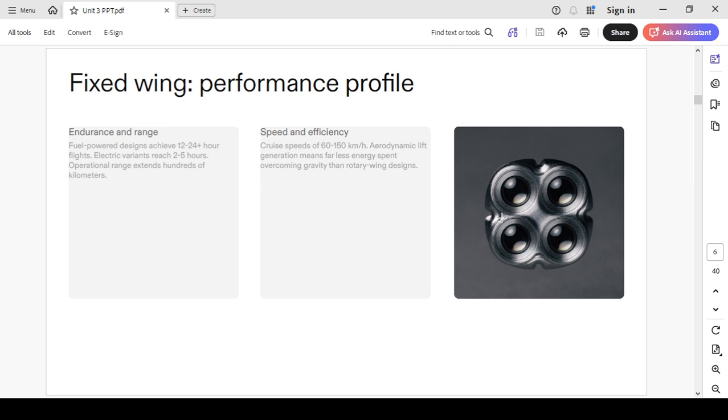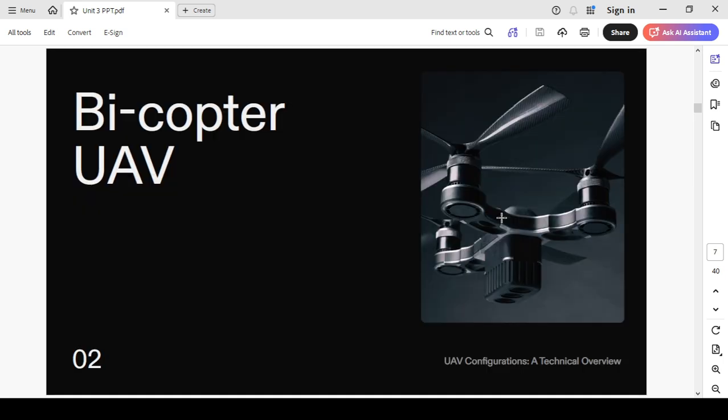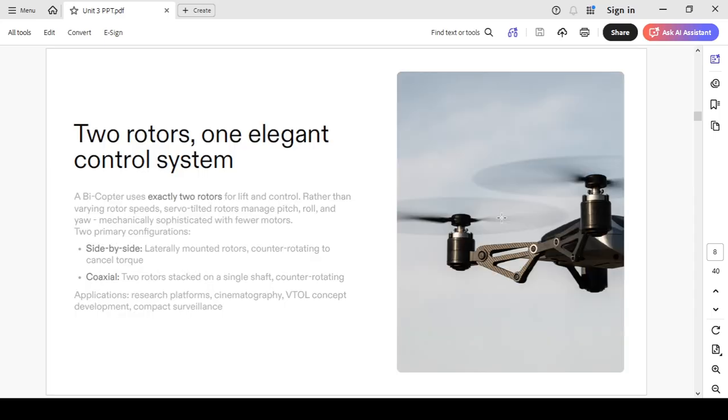Okay. So coming to a Bi-Copter, by the name itself it is telling that the copter is converted into a bi, where you will be using two copters. Generally, you can see here, there are two rotors mounted with propellers. This kind of arrangement is called a Bi-Copter arrangement.